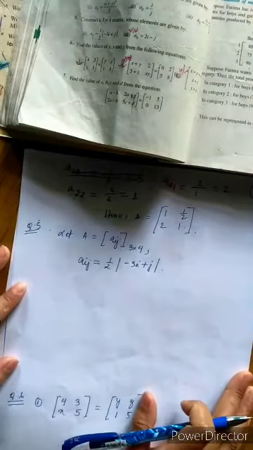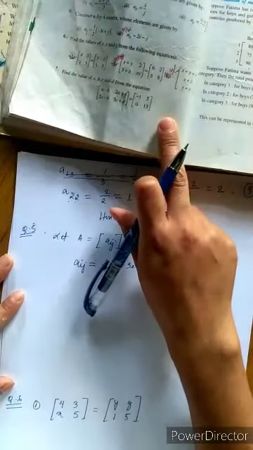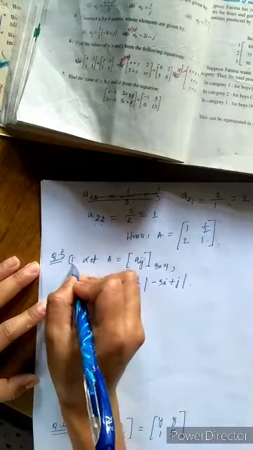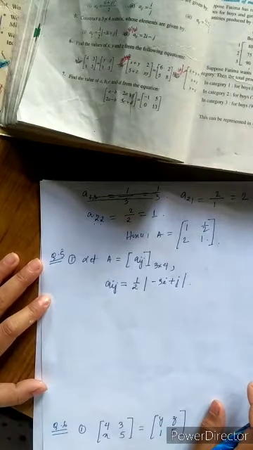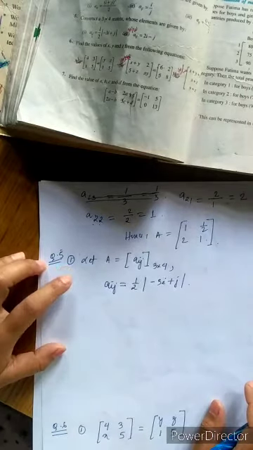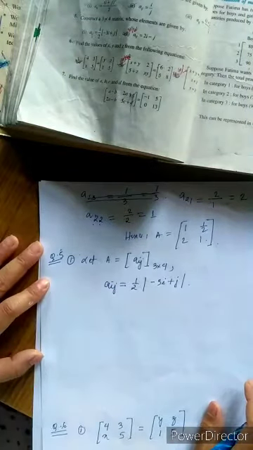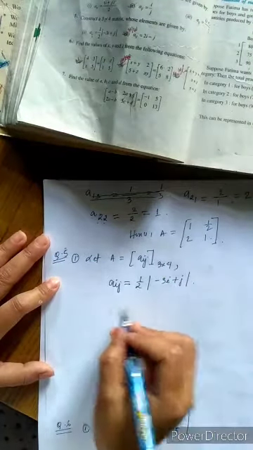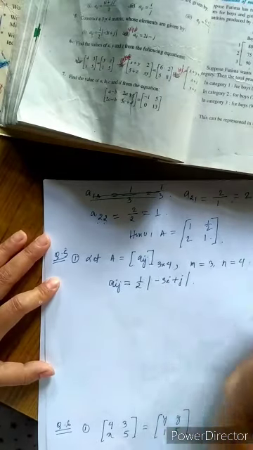Question number 5. Construct a 3 by 4 matrix whose elements are given by Roman number 1: aij is 1 by 2 modulus of minus i plus 3j. First, construct all the possible elements of matrix A. Number of rows is 3, number of columns is equal to 4.